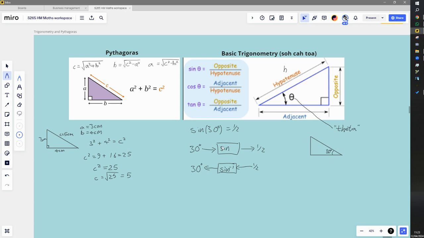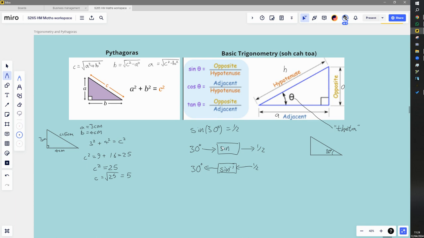And then we have one that's labeled opposite. Why is it labeled opposite? Because it is opposite the angle that we're looking at. Okay, so we'd call that O. And then we have adjacent. Adjacent means next to. So next to the angle, and we'd label that A.